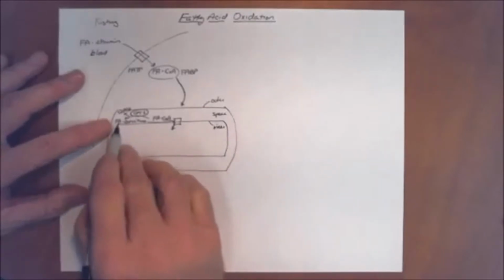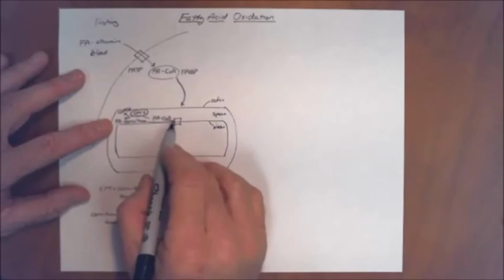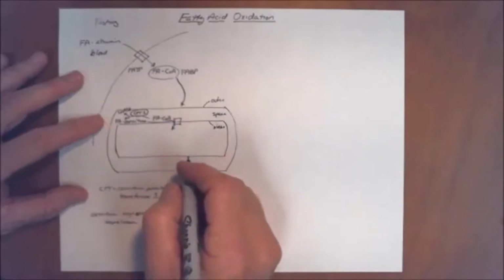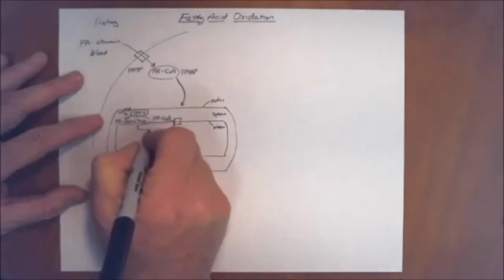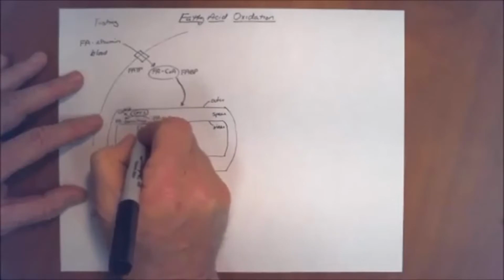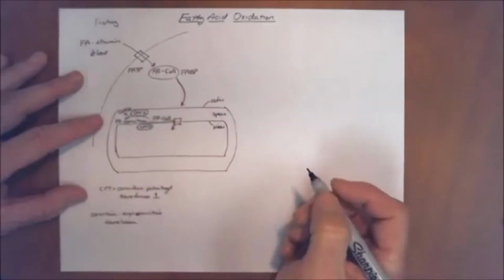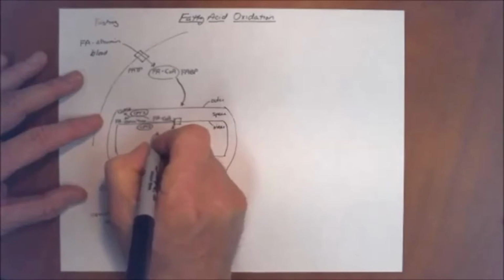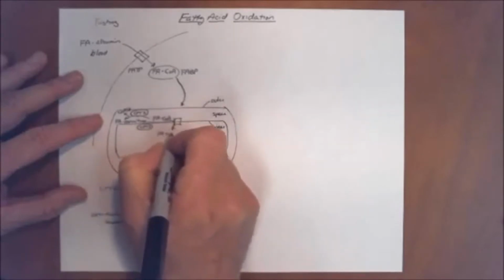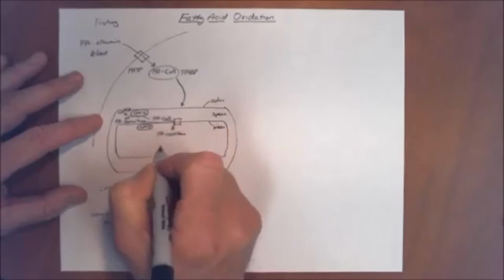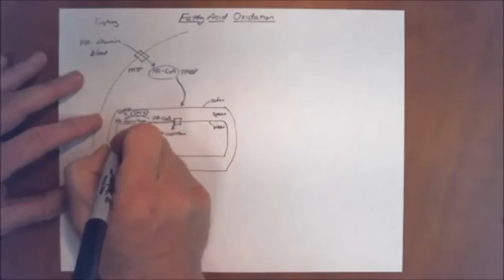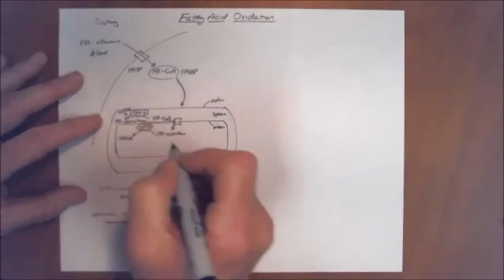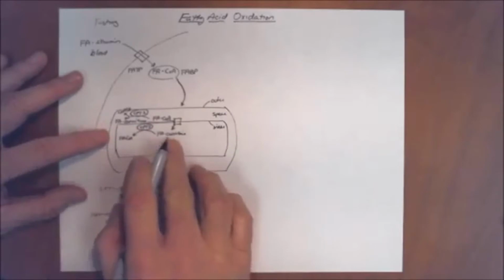So on the inner mitochondrial membrane, we have a transporter. The fatty acyl carnitine now can transport, using this transporter, into the matrix of the mitochondria. This transporter is called the carnitine acylcarnitine translocase. And this specifically takes the fatty acyl carnitine structure and transports it into the mitochondria.